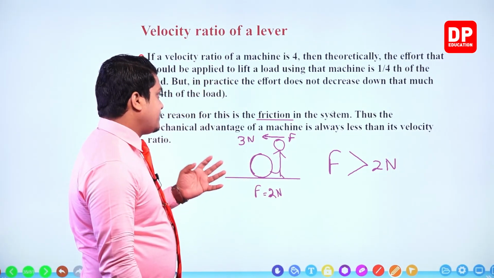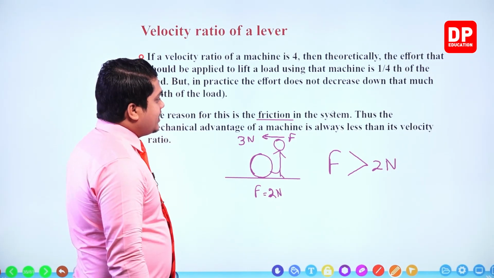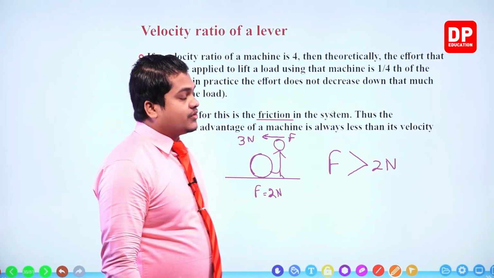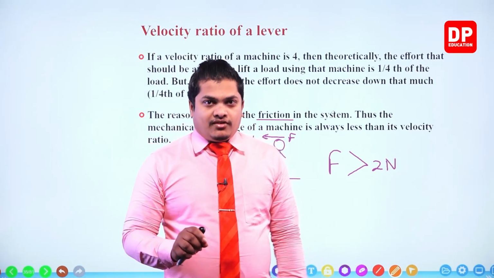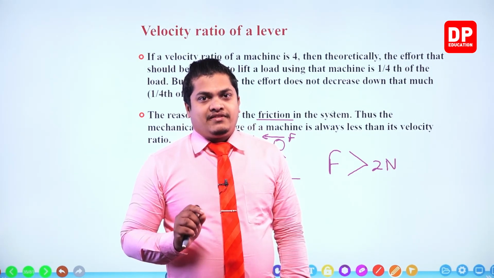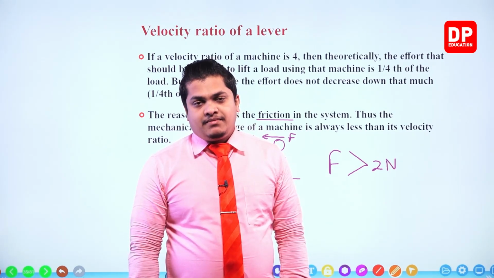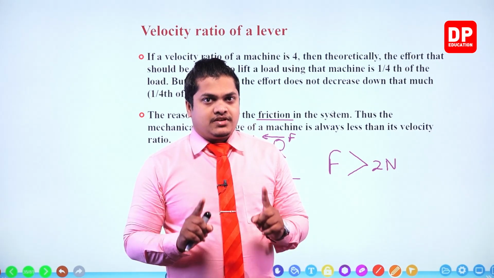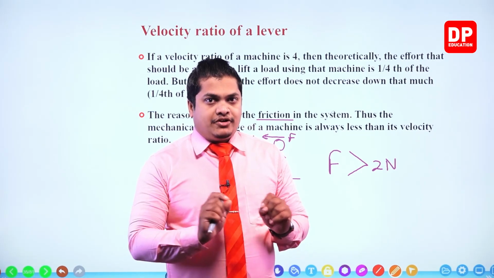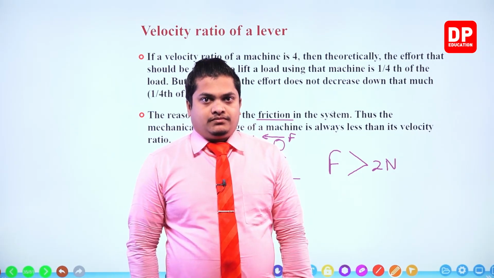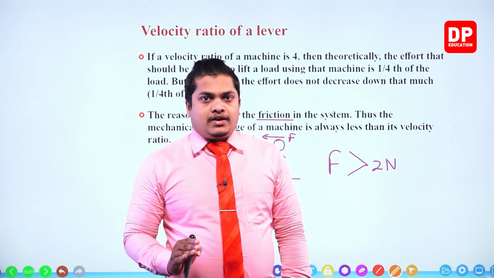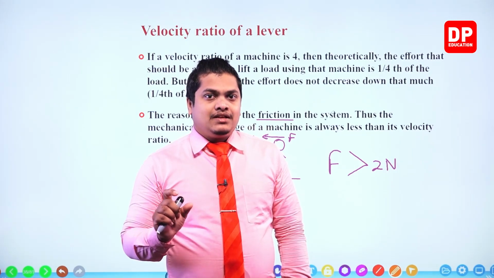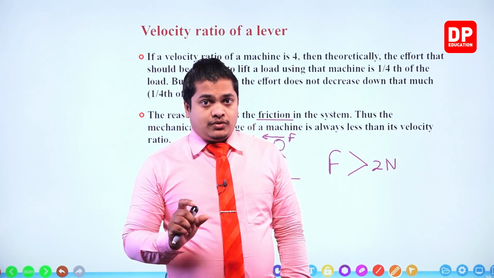So here it is given. Thus, the mechanical advantage of a machine is always less than its velocity ratio. So the mechanical advantage is always less than the velocity ratio. This is happening mainly because of what? Because of the frictional force, the special concept that we learned newly today, the frictional force. Okay, so the frictional force is the one which is going to give out a lesser velocity ratio.